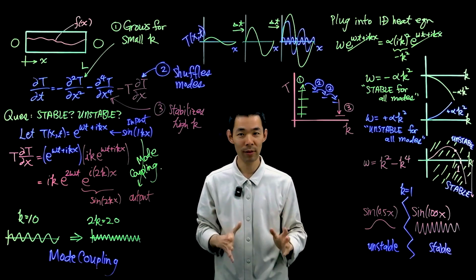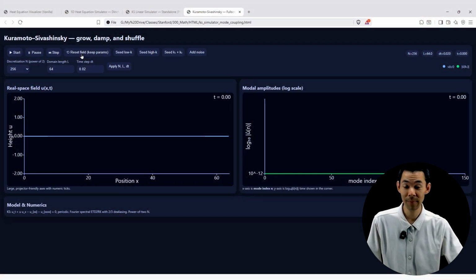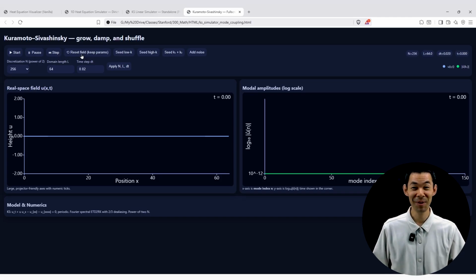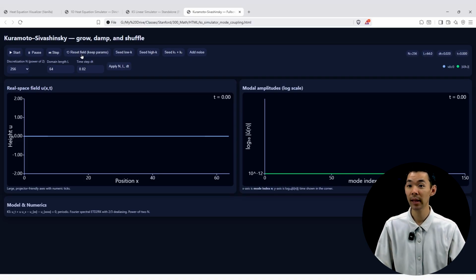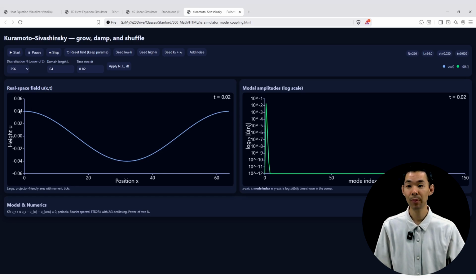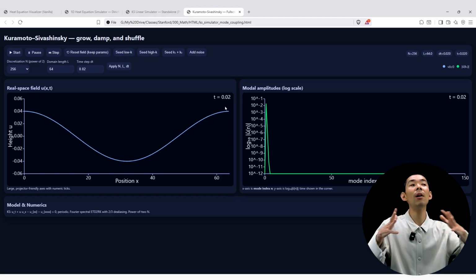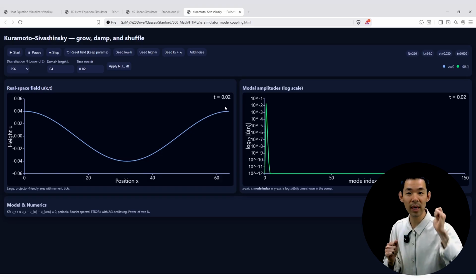Let me show you what it looks like. So what we have here is an HTML simulator that solves the equation we just talked about. Now, what I'm going to do is show you this in a couple of different ways. First, I'm going to seed the solution at a low k, which means I'm going to put in there an initial temperature profile. This is the function that you want, so this is temperature in our case, as a function of position. So this is in real space. Temperature starts high, goes down, and then goes back up. That is a long, lazy oscillation. I'm putting a low k to initialize.